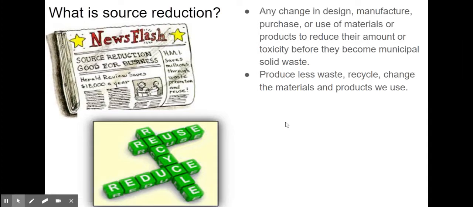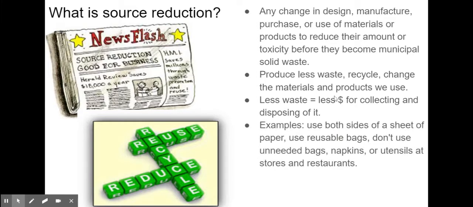Produce less waste, recycle, change the materials and products that we use. Less waste equals less money for collecting and disposing of it. So less garbage trucks on the road and less gas delivering the garbage to the landfills.